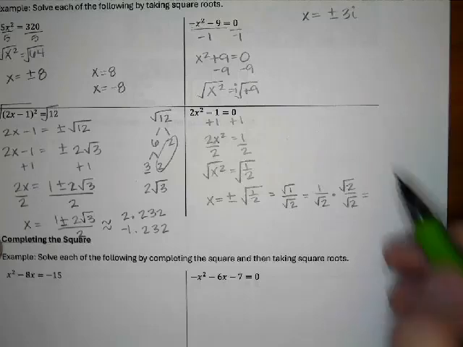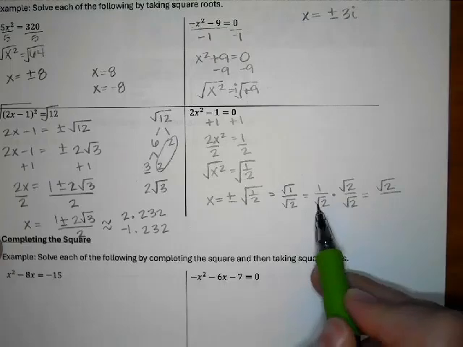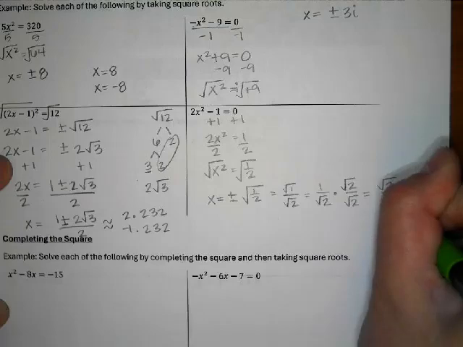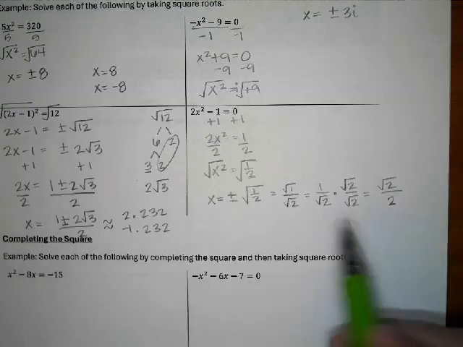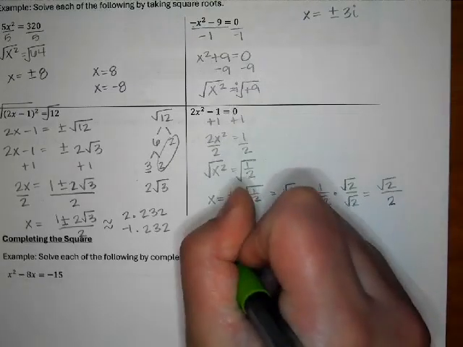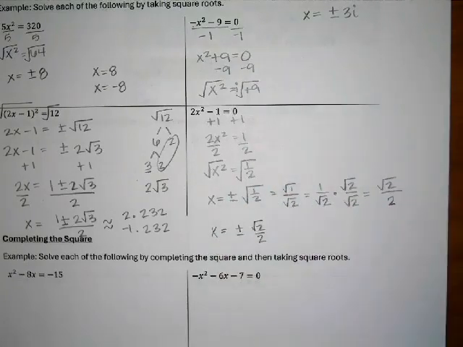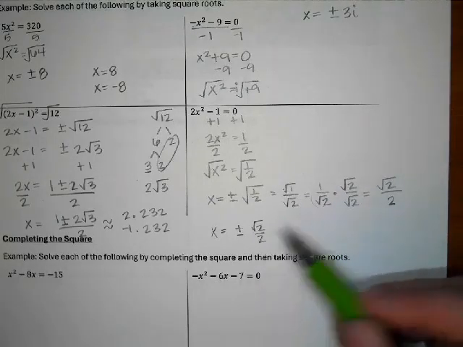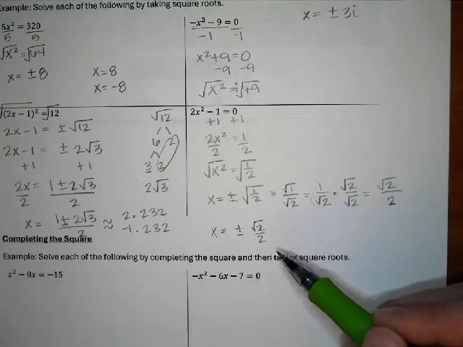1 times root 2 is just root 2. Anything times 1 is still itself. Root 2 times root 2, you can think of the radicals as canceling out and you just get a 2. Or you could say root 2 times root 2 is root 4, and the square root of 4 is 2. So either way, this is the number you end up with. And so you get x equals plus or minus root 2 over 2. I'd be okay with the answer 1 over root 2 and root 2 over 2, but I'm guessing your math lab is probably going to want the rationalized version. So just make sure you're aware of that.